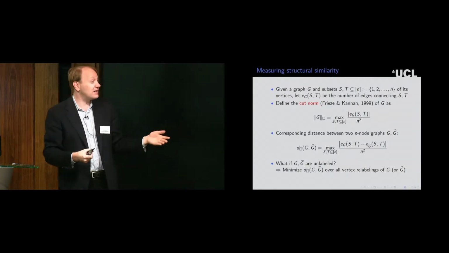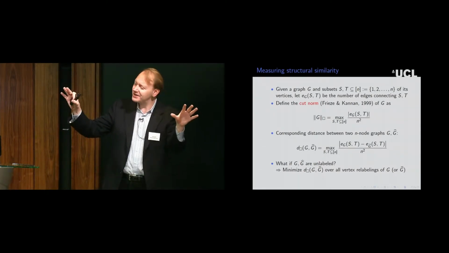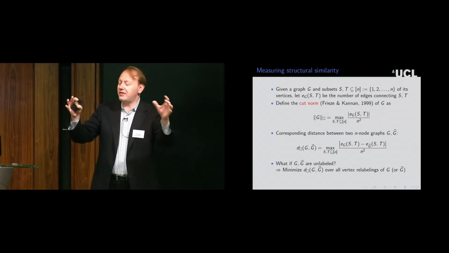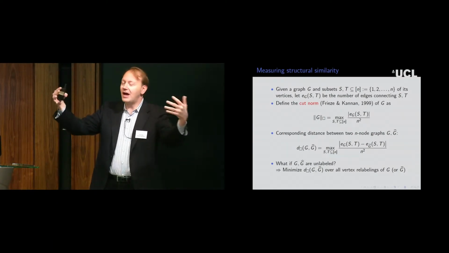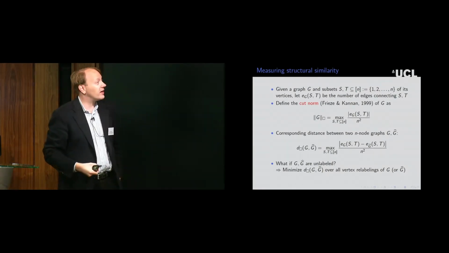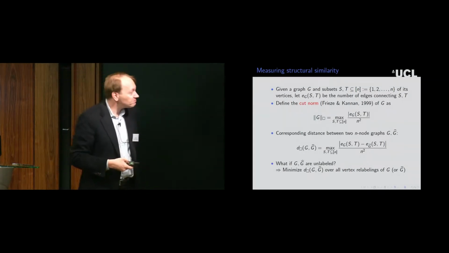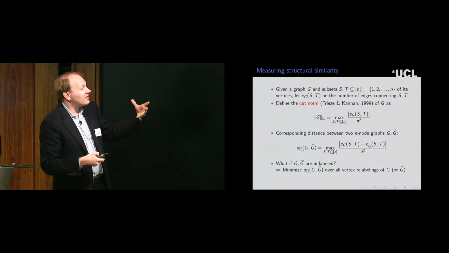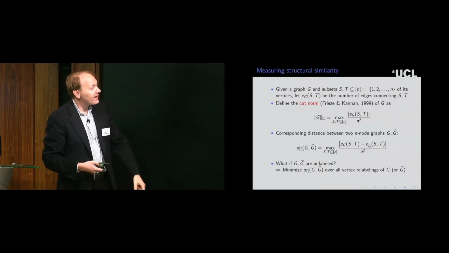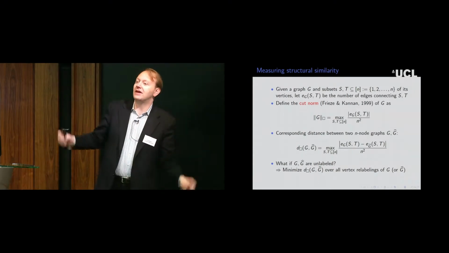So a simpler way to start is just to take two different networks, let's assume that they're the same size, and again ask, if we don't even know whether the set of nodes is the same, how can we understand whether the structure of these two networks is similar in any way? So I'm going to introduce something called the cut norm, which comes from the idea of taking a graph and two subsets of its nodes and looking at the number of edges that connect the two subsets.